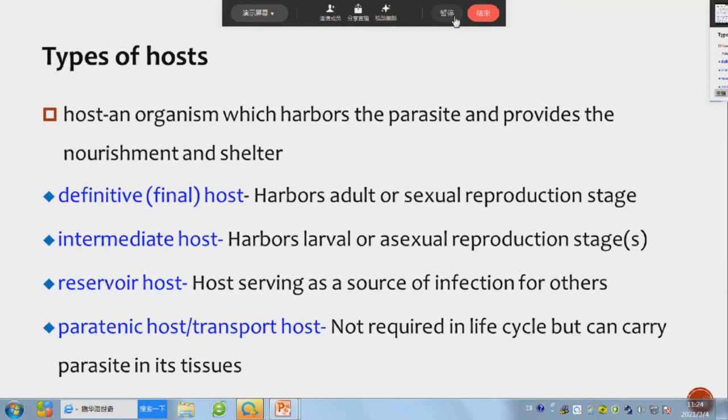So in the life cycle, you should know the infective stage and infective route. You also need to know what the definitive host is, what the intermediate host is, whether they have a reservoir host or not, whether they have a transport host or not, and which organism it will be. That is what you have to pay attention to while learning parasitology. Yes? That is for the types of host and the types of parasite. Then, examples.